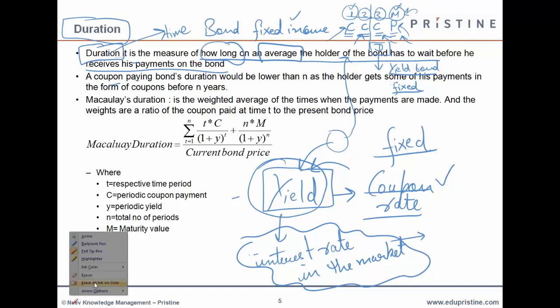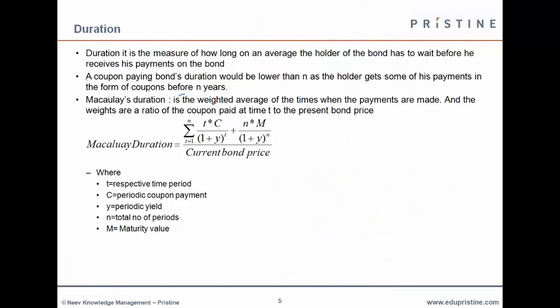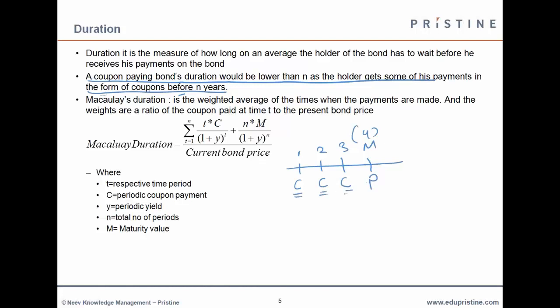So a coupon paying bond's duration would be lower than N as the holder gets some of his payment in the form of coupons before N years. If you take a weighted average on the timeline, 1, 2, 3, and maturity, which is year 4, and if it is weighted on the coupons, the cash flows of that year, if you have a higher coupon, then the average will shift towards the left.